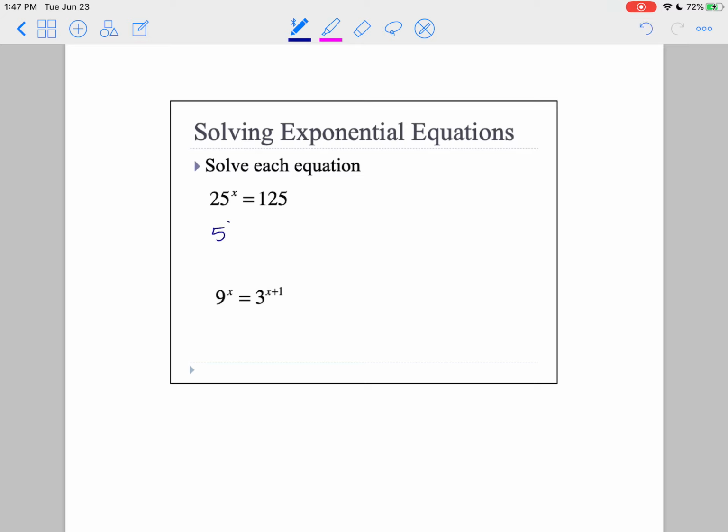25 can be written as 5 squared, but that whole thing, so this is the 25 now, is still being raised to the x power. And 125 is actually 5 cubed. Now, using the properties of exponents, when we raise a power to a power, we multiply the exponents. And now, using the property of equality, if I have 5 raised to 2x and I have 5 raised to the third, and they're equal, that means that 2x equals 3, which means that x equals 3 halves.